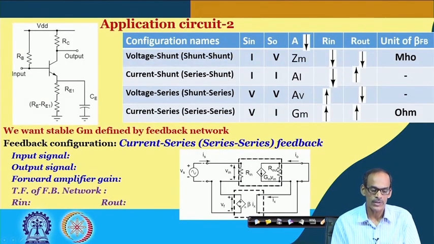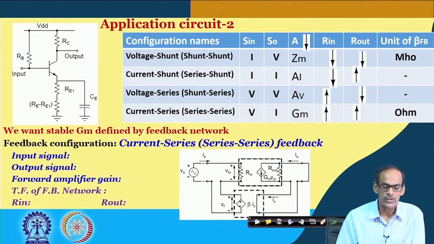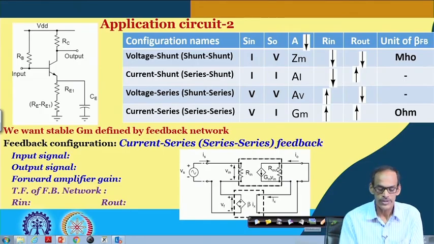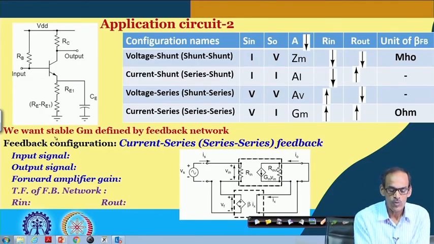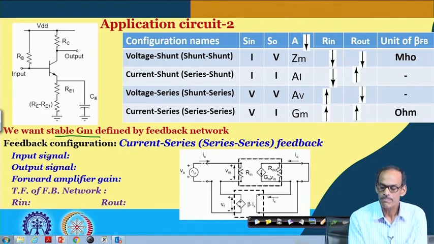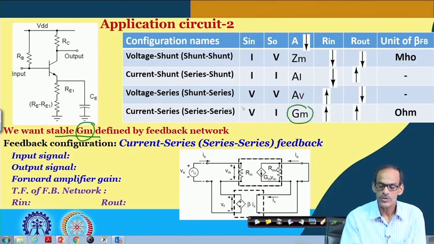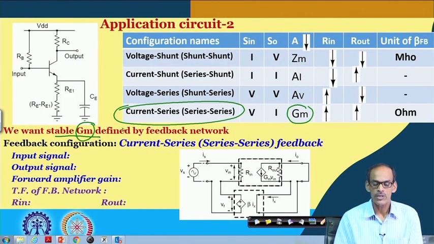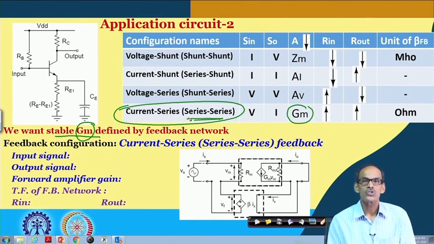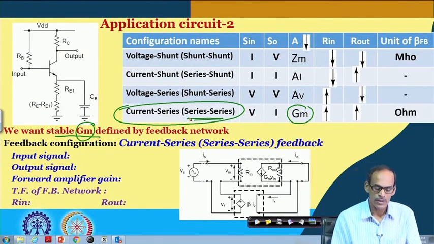So, here we have another circuit which is again a common emitter amplifier, but here the objective is different, namely we want stable Gm. In case you are looking for stable Gm, then the corresponding configuration, as this table suggests, should be current sensing and series mixing, or you can say series configuration. So, we will be discussing this one probably in the next lecture.